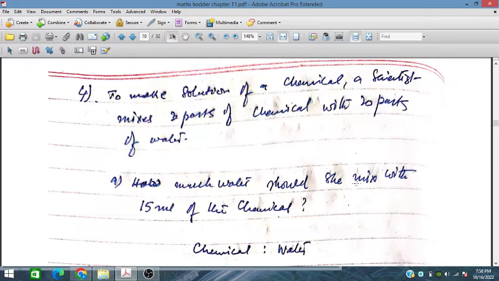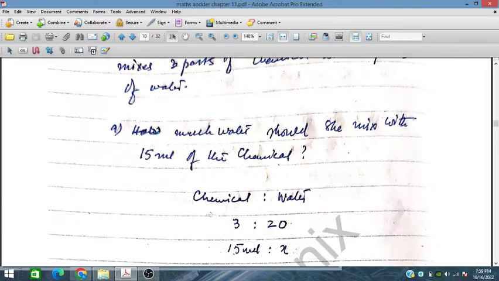to make a solution of a chemical, a scientist mixes 3 parts of chemical with 20 parts of water. How much water should he mix with 15 ml of chemical? So chemical is 3 parts, water is 20 parts.